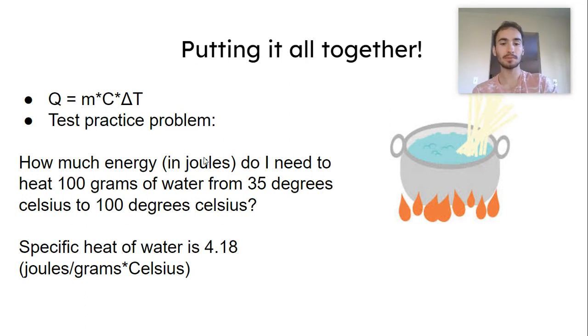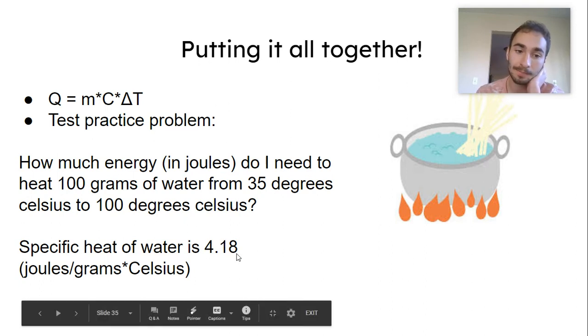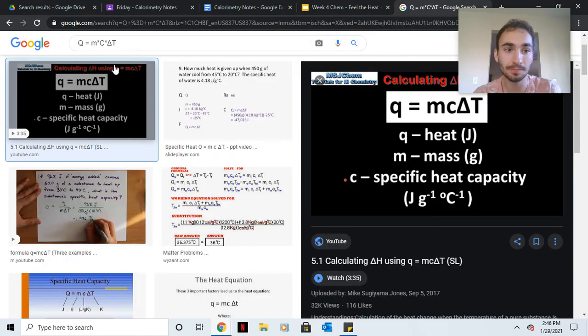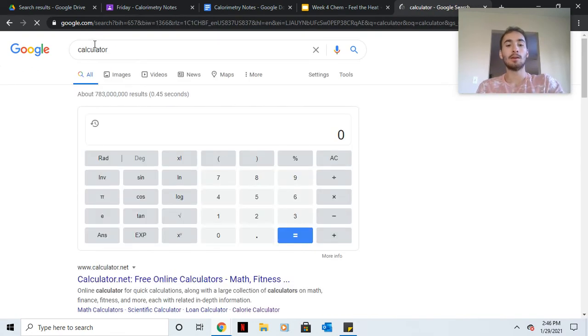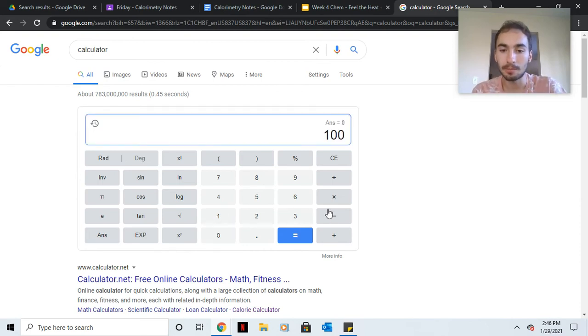Okay, so I'm boiling water. I want to cook some pasta. So I know it takes me a while to boil water, so it should be a lot of energy. So 100 grams, that's the mass. And then C is the specific heat, which is 4.18. But I don't know delta T, but I can find out because my water needs to go from 35 to 100 degrees. So you could do 100 minus 35 in your head, or you could use a calculator. Okay, 100 minus 35. So that is delta T.